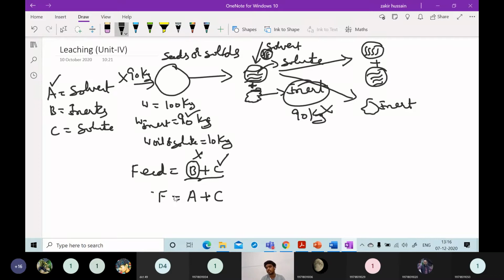The same notation scheme we are applying for every input stream and every output stream. We are concerned only about A plus C, how much of this content is there, because of this we are applying the material balance. Now I will apply the material balance, then you will come to know clearly.